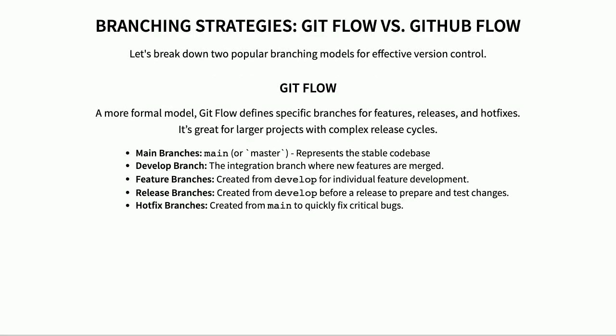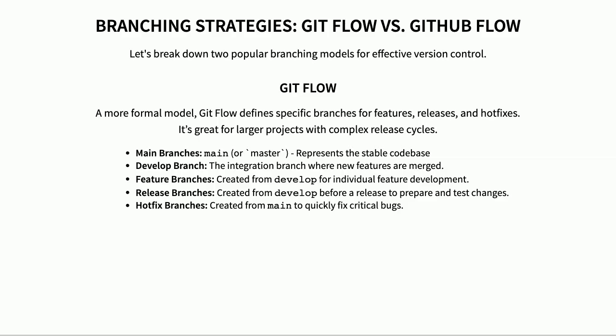Okay, let's talk about branching. It's a super important part of being a full-stack developer and keeping code organized. We have two common approaches, Git Flow and GitHub Flow. Git Flow is like a detailed roadmap. It has specific branches for features, releases, and fixes. Think of main as the stable base, and you'd create feature branches off of that for new additions.